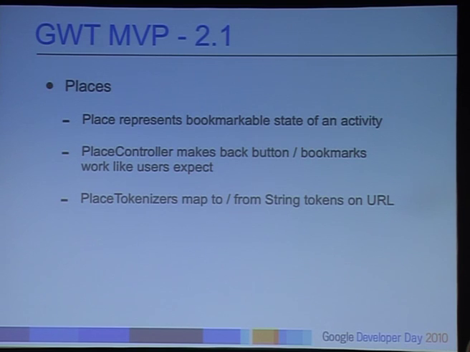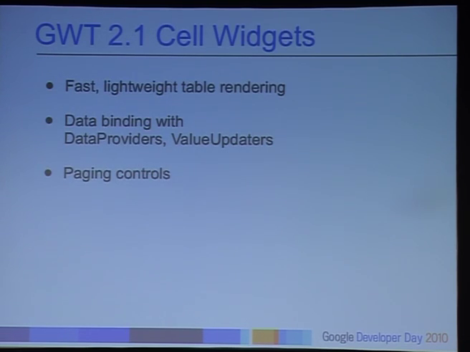So in GWT 2.1, it's very easy to create this behavior now. You can make place objects, which represent the state of an activity. And then there's a place controller that maps your places to the actual tokens in the bookmark. And if you wire it up correctly, then as the user navigates, it keeps track of their places, and it all just works for you. In order to tell it how to save your place on the URL, you create something called a place tokenizer that just has a method that converts a place to a string and vice versa.